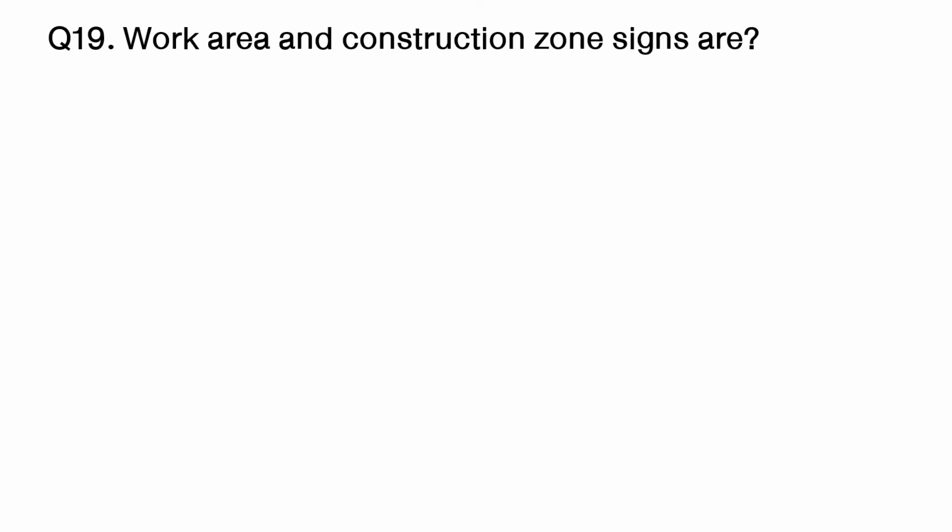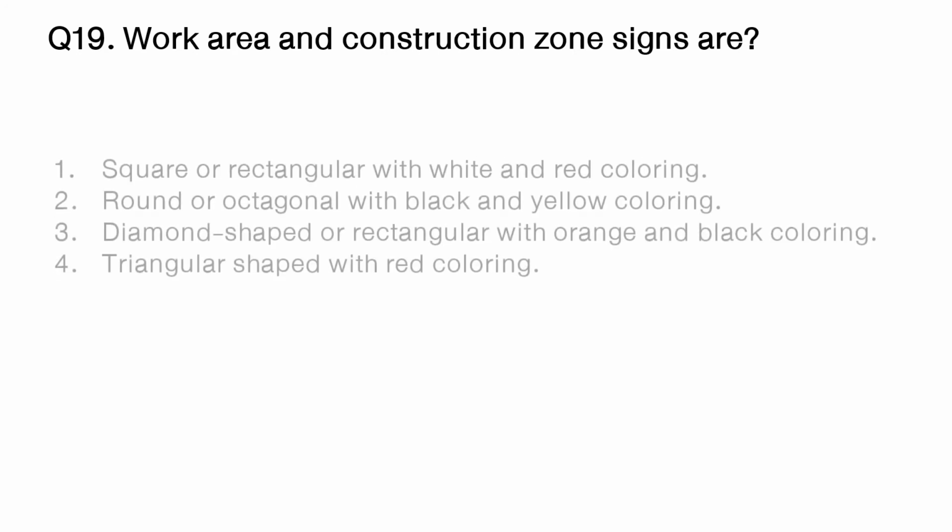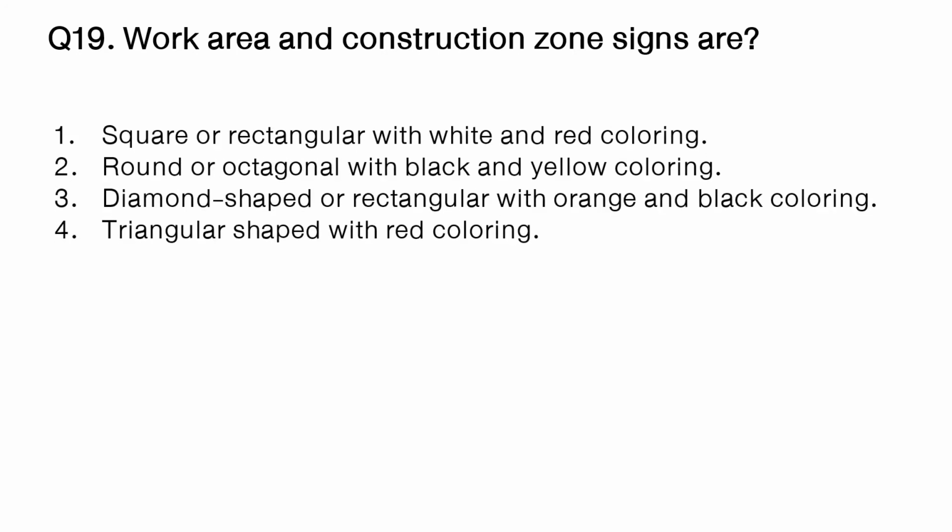Question. Work area and construction zone signs are. Option number 1. Square or rectangular with white and red coloring. Option number 2. Round or octagonal with black and yellow coloring. Option number 3. Diamond shaped or rectangular with orange and black coloring. Option number 4. Triangular shaped with red coloring.